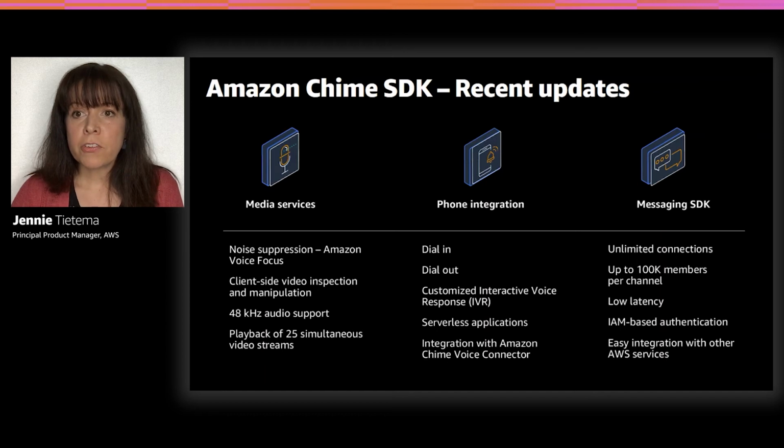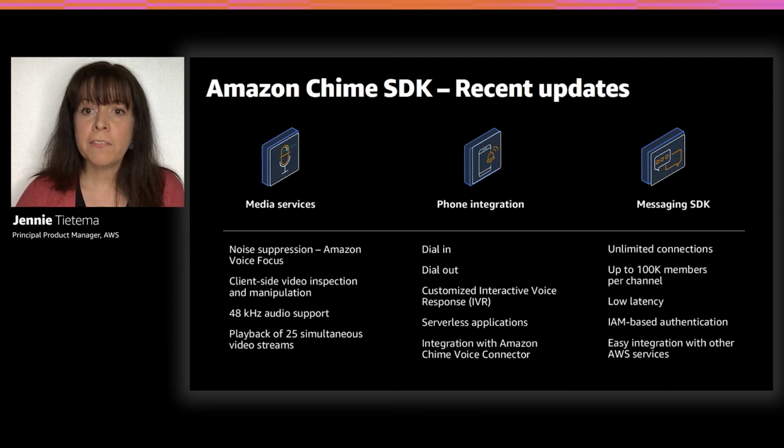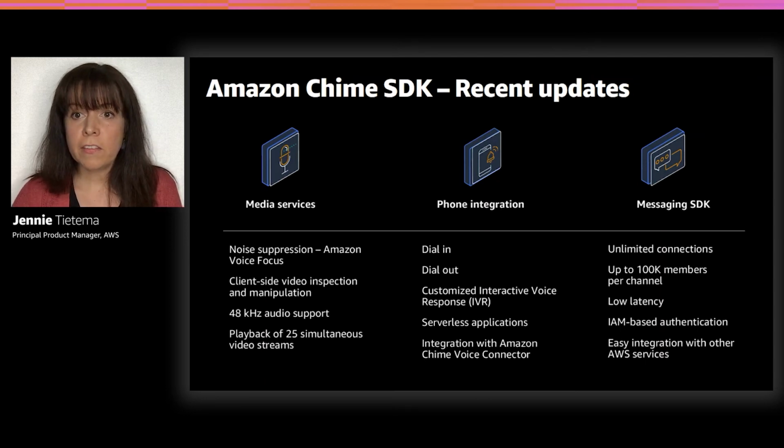The Amazon Chime for JavaScript SDK now supports 48 kHz audio capture and playback. We also recently added support for playback of 25 simultaneous video tiles. Customers interested in this feature can request a limit increase.